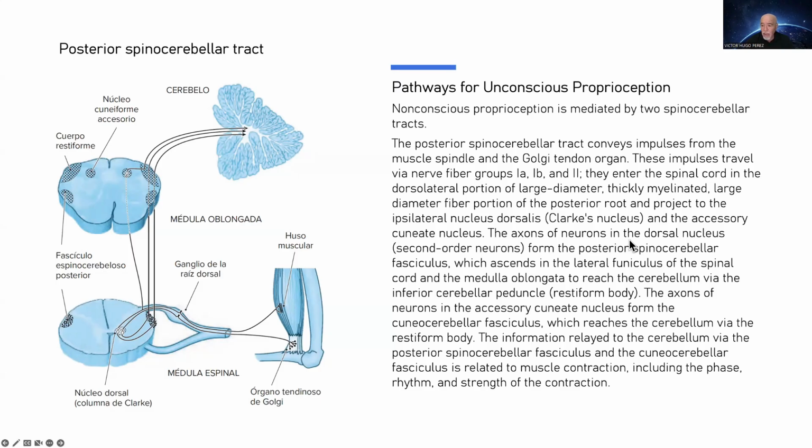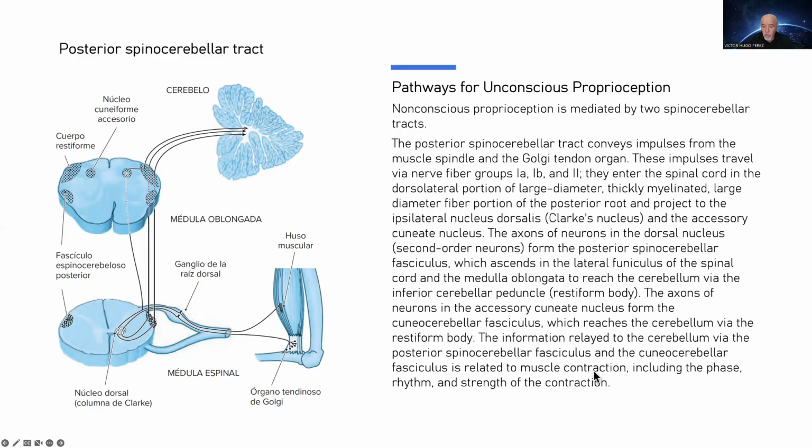These axons in the dorsal nucleus are named second-order neurons and form the posterior spinocerebellar fasciculus, which ascends in the lateral funiculus of the spinal cord and the medulla oblongata to reach the cerebellum via the inferior cerebellar peduncle. This is also known as the restiform body. So the axons of neurons in the accessory cuneate nucleus form the cuneocerebellar fasciculus, which reaches the cerebellum via the restiform body.